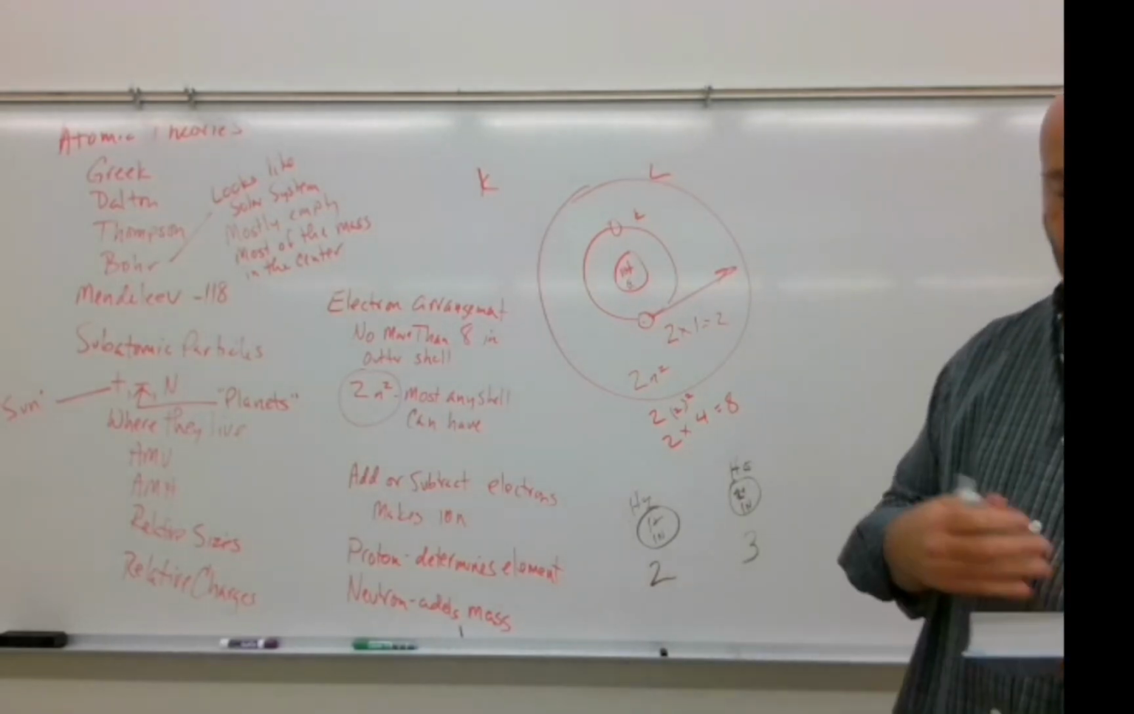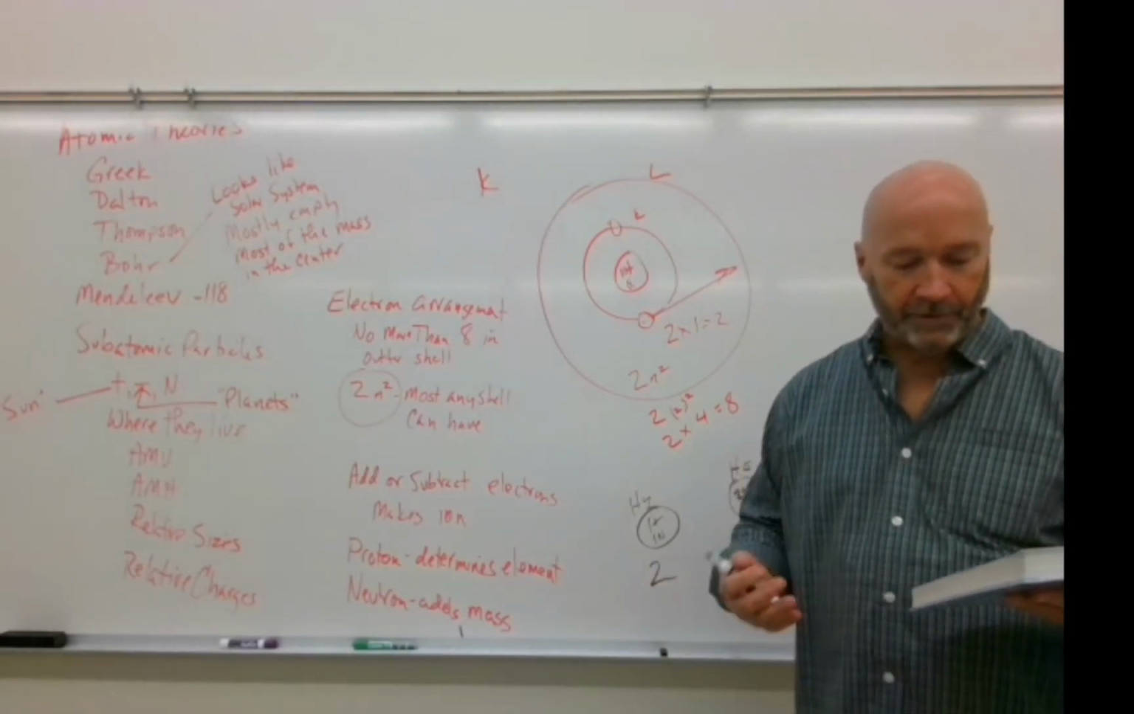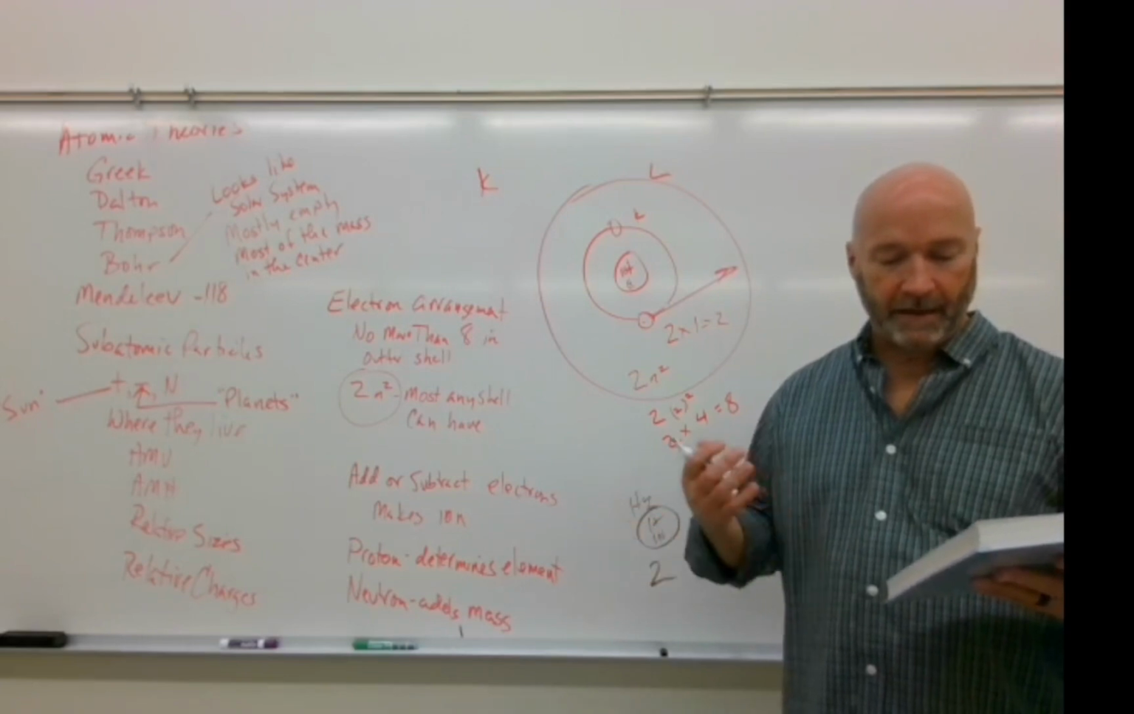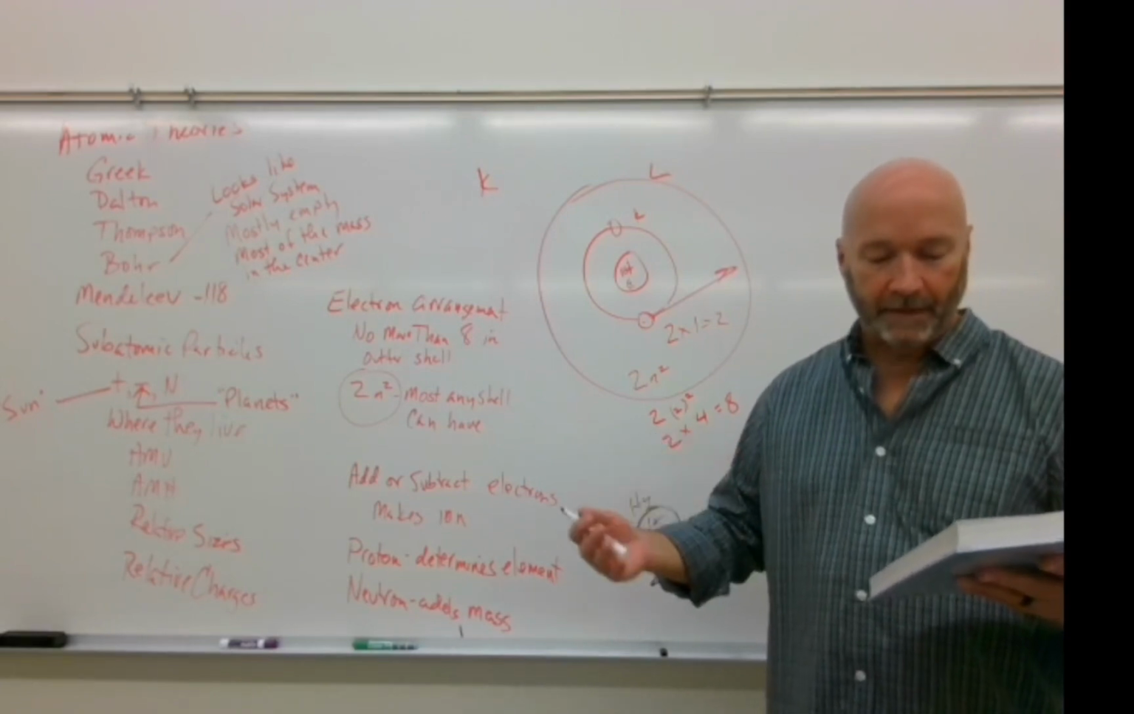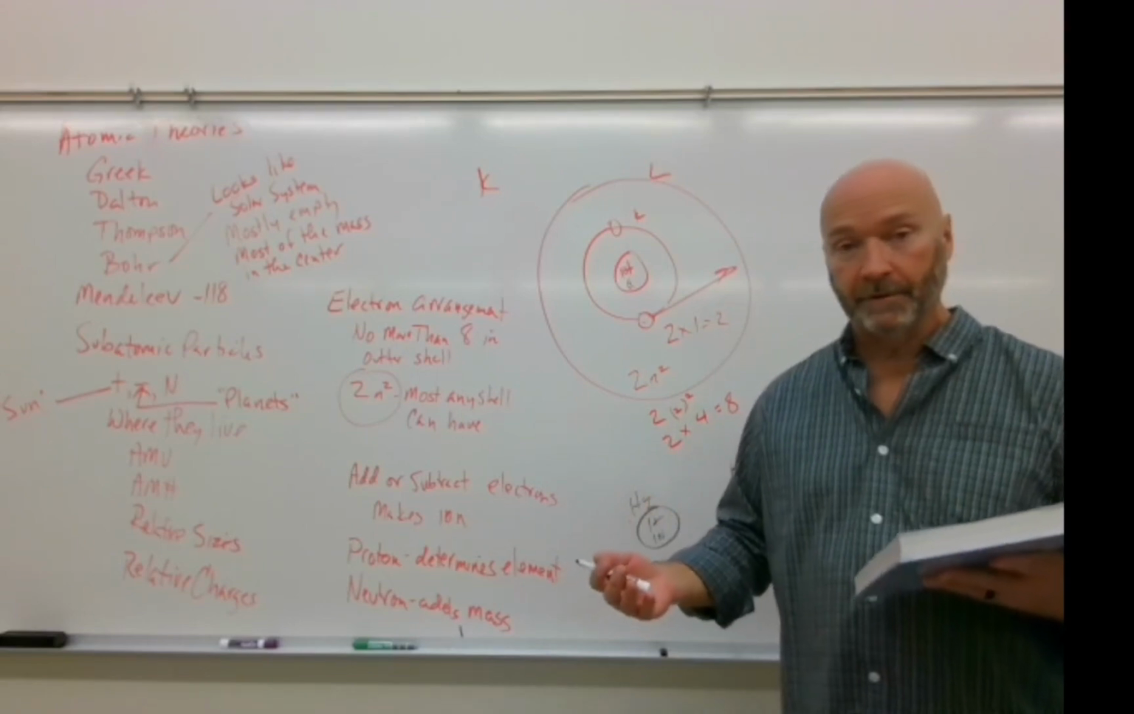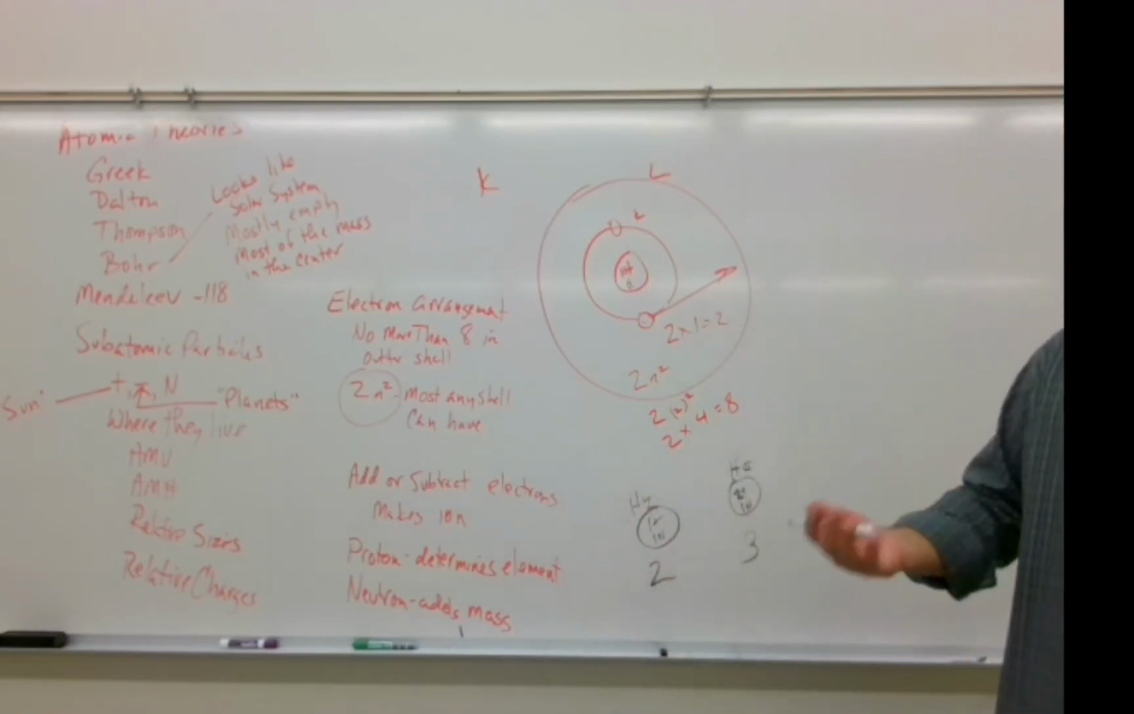So isotones, everything is different. And then isomers have the same atomic number and the same atomic mass number. So basically they're twins.